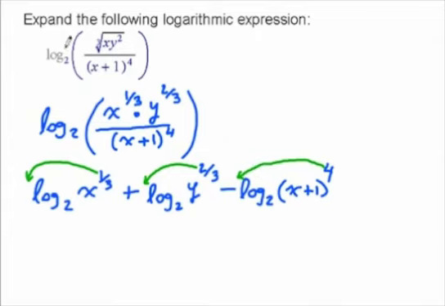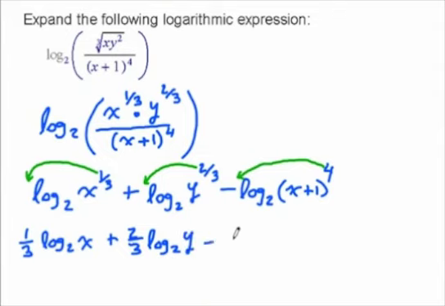So our final expansion is going to be 1/3 log base 2 of x plus 2/3 log base 2 of y minus 4 times log base 2 of the quantity x plus 1. And that's it. That's all you can do. You'll notice that anything that was on the top is going to be positive, and anything that was in the bottom is going to be considered negative, which is analogous to positive exponents being on the top and negative exponents forcing things on the bottom. And that's it.